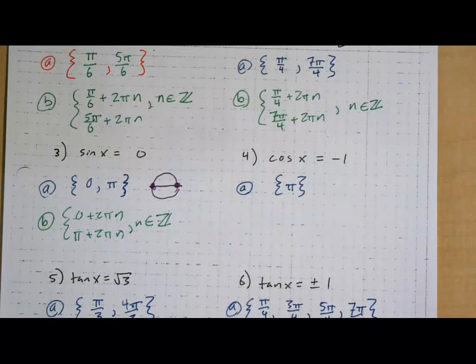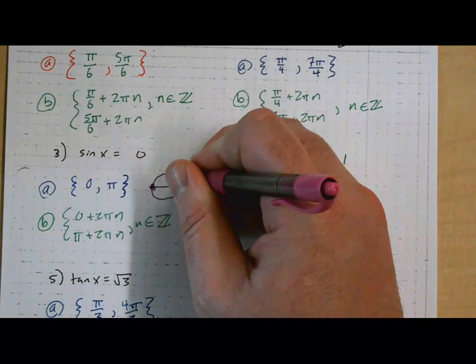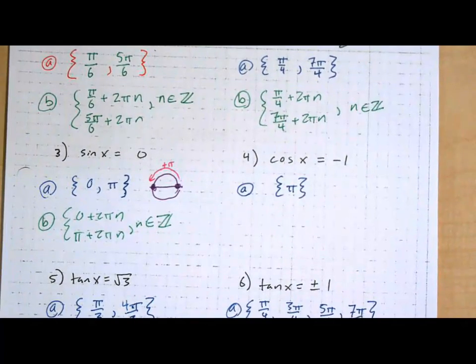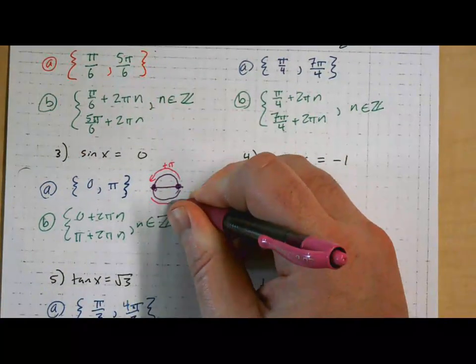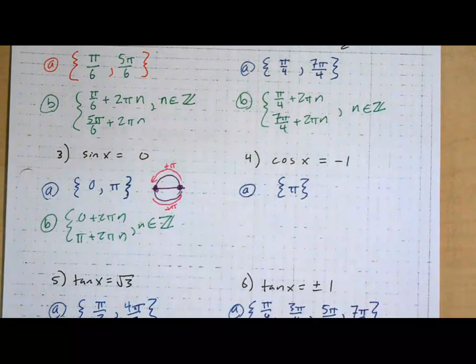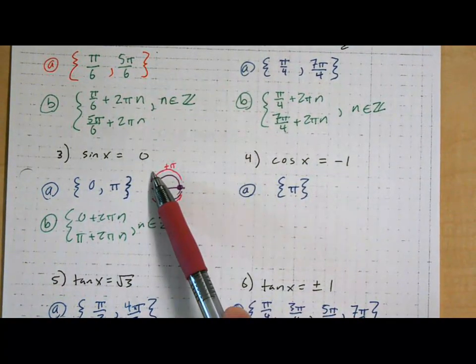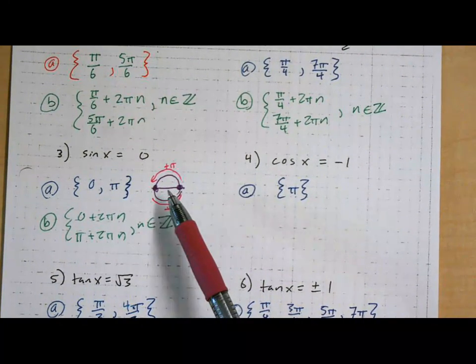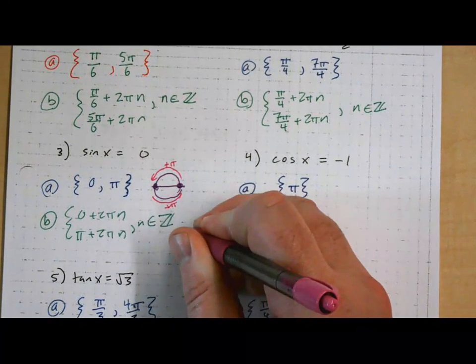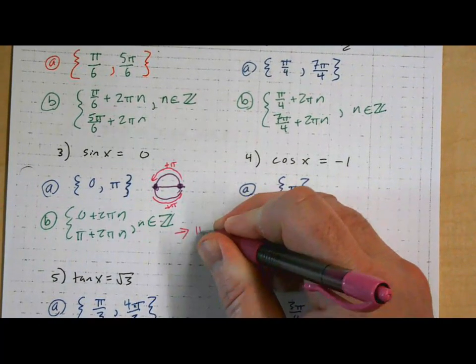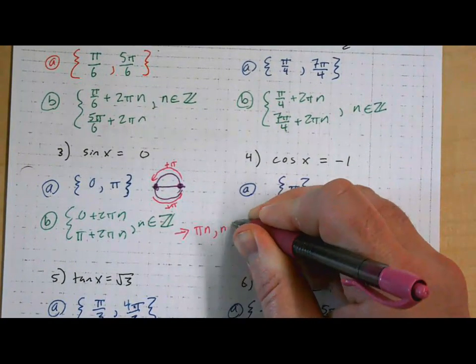Here's my thought process. I could start at 0 and I could just add pi to get another solution, right? And then I could add another pi to get a third solution. And then I could add another pi to get a fourth solution, another pi to get a fifth solution. So my better general solution would be, I would just say this is pi n, where n is an integer.